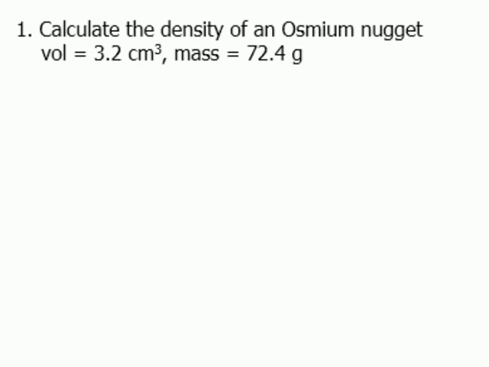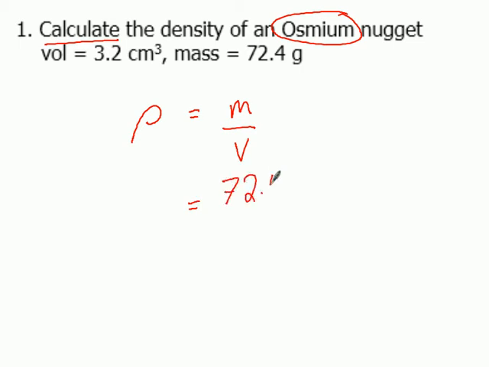This first one: calculate, okay, there's the key word, the density of an osmium nugget, volume 3.2 centimeters cubed, and mass equal to 72.4 grams. Osmium is one of the densest elements there are on Earth. It's very rare. So let's start off with the formula. Density, that's a symbol for density, writing it in words is okay, is equal to mass divided by the volume. This is the equation. Underneath it, we now show our working. So we have 72.4 divided by 3.2.